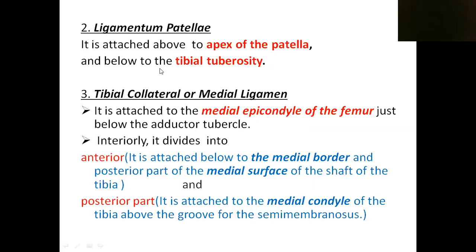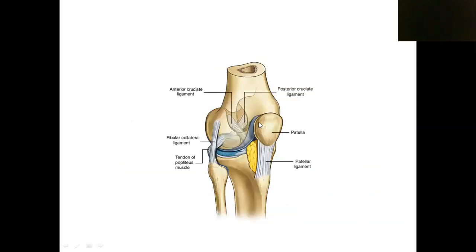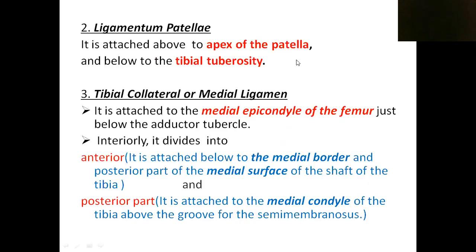Now the second point, ligamentum patellae. See, this is the ligamentum patellae. This is the patella and this is the tibial tuberosity. So these two points are connected by a ligament known as the ligamentum patellae. The ligament has an upper end and a lower end. The upper end is connected to the apex of the patella, and the lower end is connected to the tibial tuberosity.